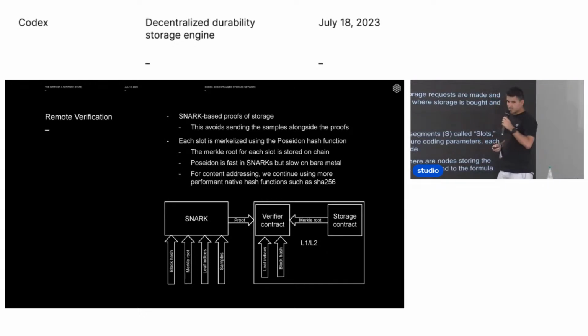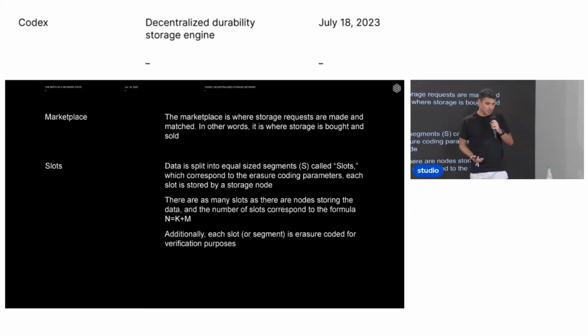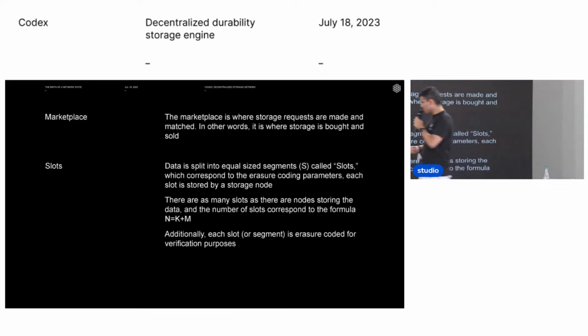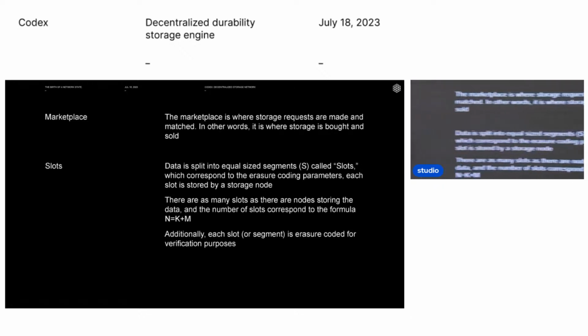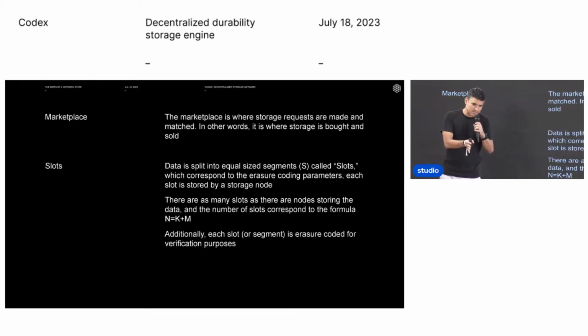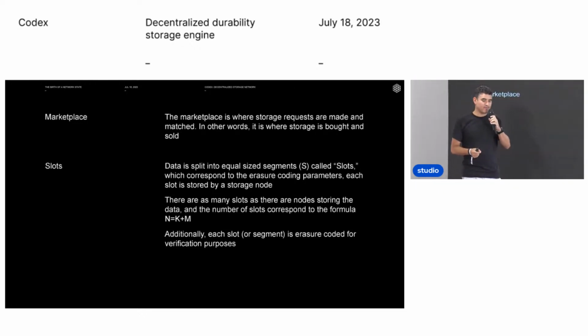Now, the marketplace. The marketplace is where the storage requests are made. In other words, this is where storage is bought and sold, okay? And we use something that we call slots. So a data set is split into multiple slots. A slot is equal to the amount of data that goes into one specific node, okay? And so you will have data slots that are from the original data set, but you will also have slots for the encoded data, right?